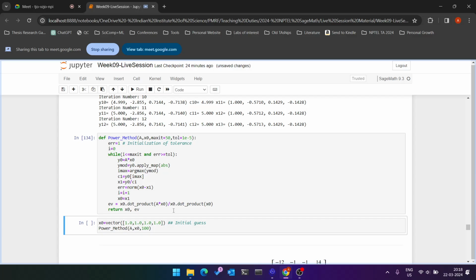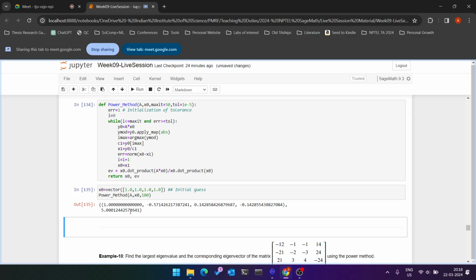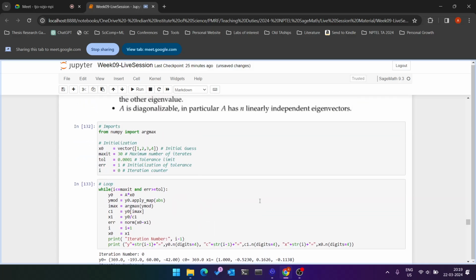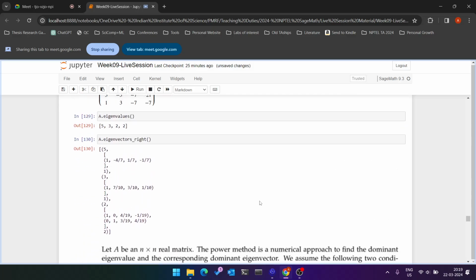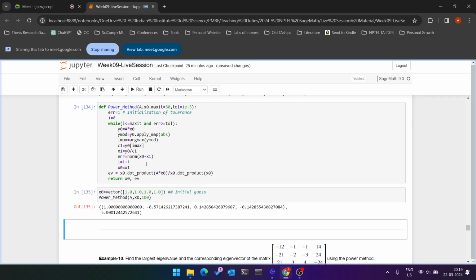If I run this function now for my problem, I get eigenvalue as 5 and eigenvector as 1, minus 0.57, 0.1421. So this roughly looks like 1, minus 4 by 7, 1 by 7, minus 1 by 7, and eigenvalue of 5. If I go back up to compare, I see that for the eigenvalue 5, my eigenvector is 1, minus 4 by 7, 1 by 7, minus 4 by 7. So this matches with whatever value that we have obtained using the power method algorithm.